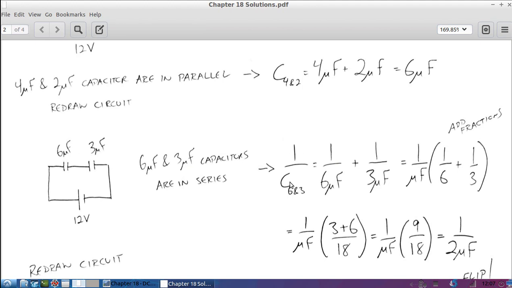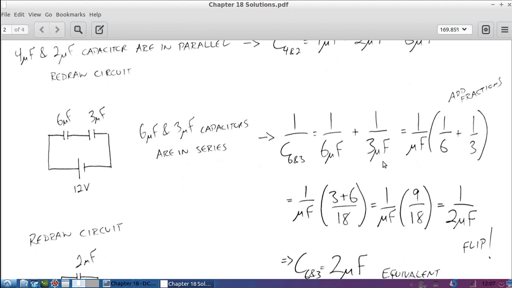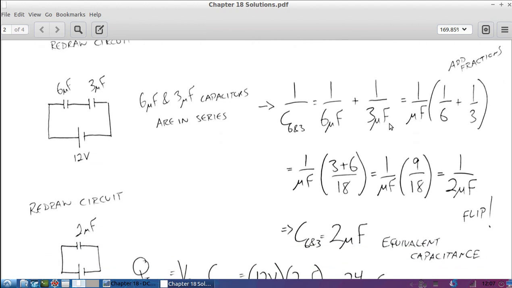So I'm looking for the equivalent capacitance of the 6 and the 3. So 1 over the equivalent capacitance is 1 over 6 microfarads plus 1 over 3 microfarads. What I'm going to do here first, and I don't do this every time, but for the first example I like to do this: I'm going to factor out my units. I've got microfarads in the denominator, so I'm factoring out my units from both of these terms. So now I've got two fractions.